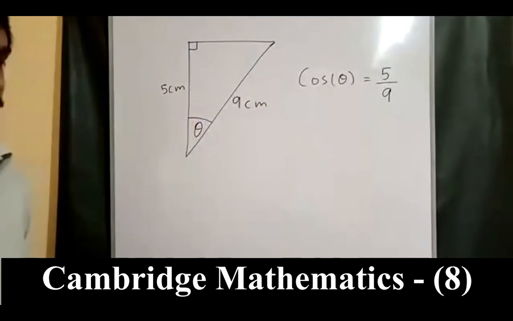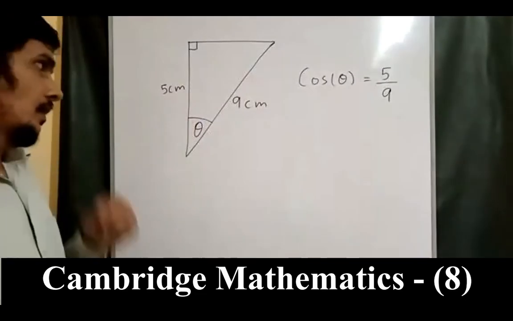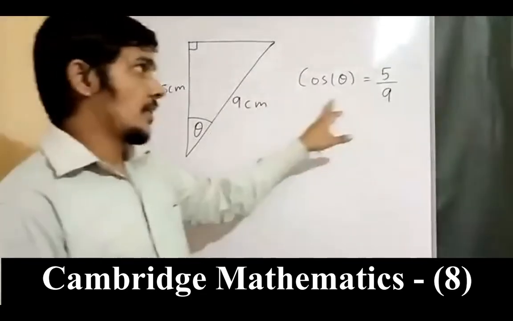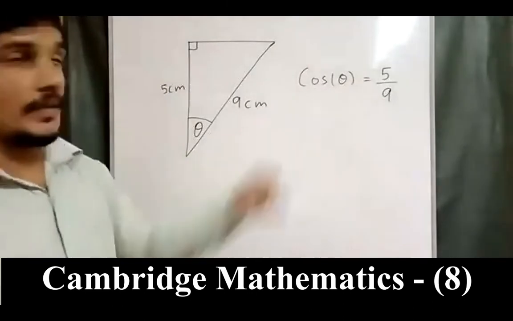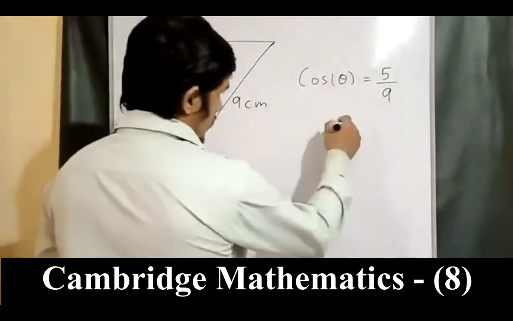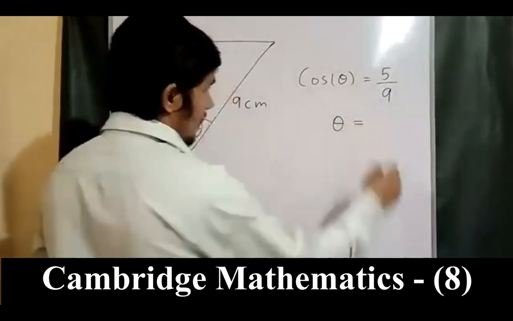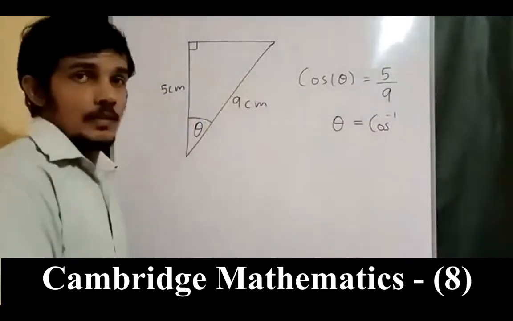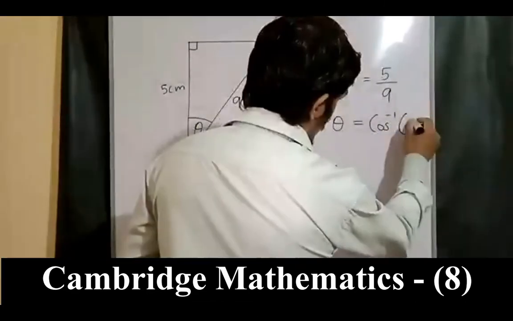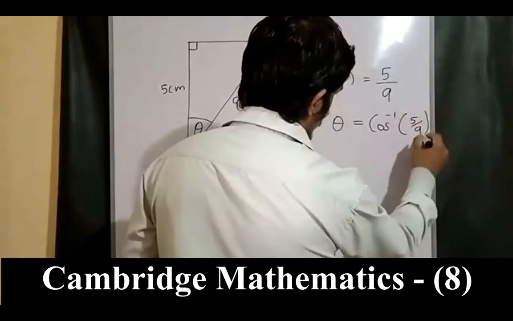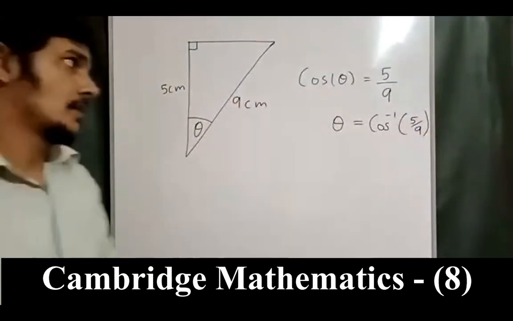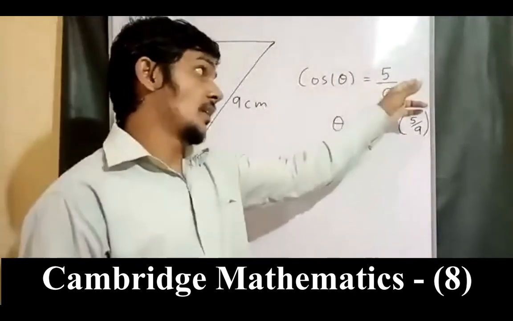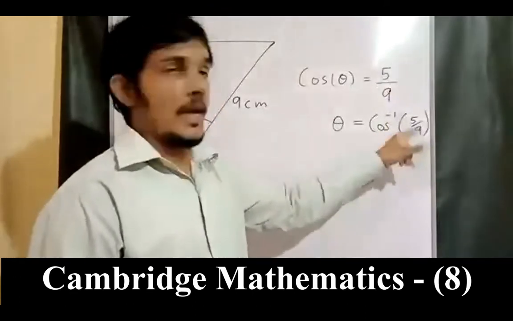Now the next step will be cos theta equal 5 over 9. How to find theta? This is the method. We call it inverse. Theta equal cos inverse 5 over 9. Theta equals cos inverse of the value you have on the other side, which is 5 over 9. Don't take the decimal answer and then substitute. Substitute as it is.